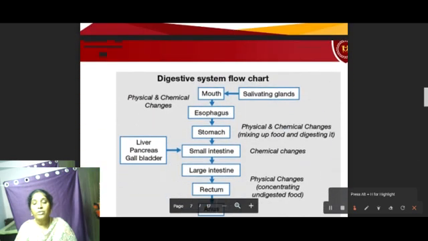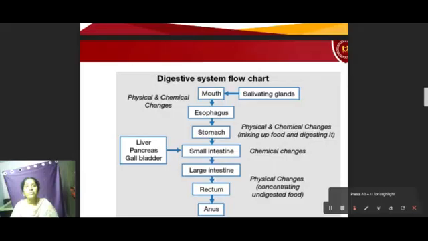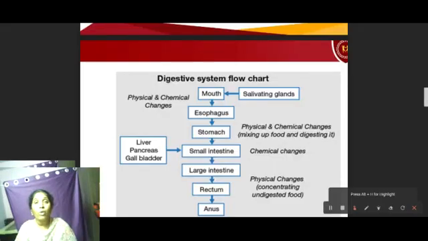Now, when we look into the flow chart of the digestive system, the pathway of the food, how the food passes through the digestive tract. To begin with is the mouth, right? The mouth consists of different types of teeth which help in chewing the food materials. And you can feel that your mouth waters as soon as you see the food material. That watering is nothing but secretion from the salivary glands.